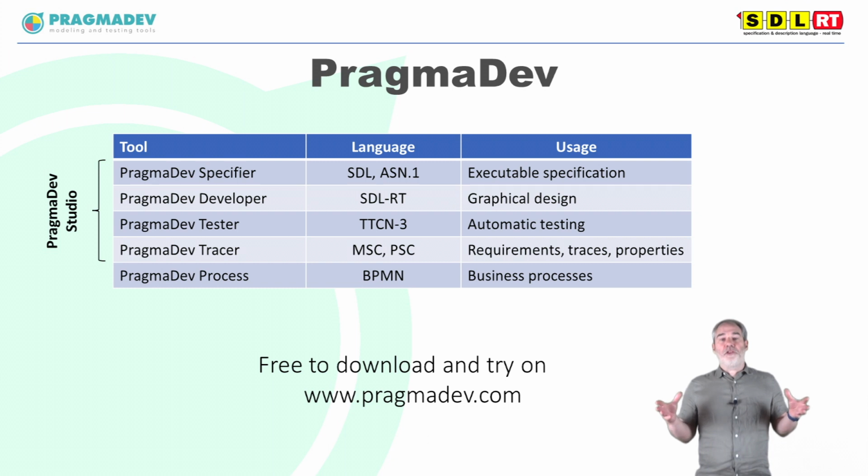Among the available products we have, the SDL-RT based one is Pragmadev Developer, which is part of Pragmadev Studio, which is free in the case of a small system. There are a few examples provided with the tool you can play with. Integration on Win32 or POSIX allows you to generate code and animate the model on your host. Give it a try!